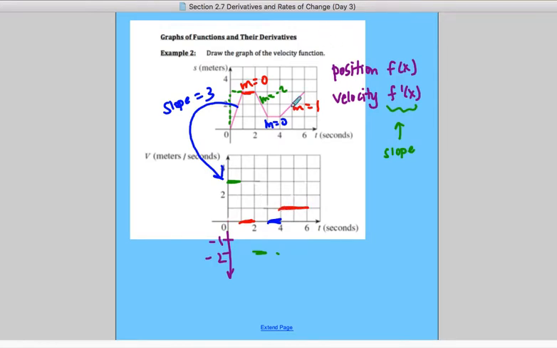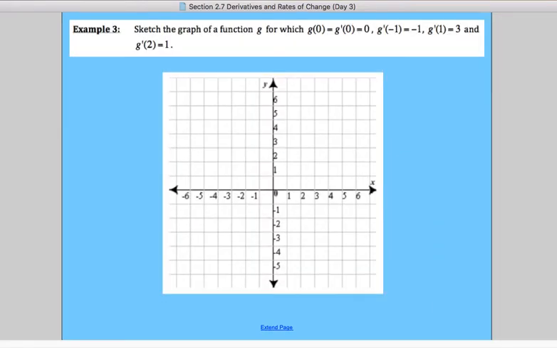So if I ask you to graph the velocity or the derivative, I'm asking you to graph slopes of the original function. Okay. So there is example 2. Example 3, okay, it's giving us a bunch of information, and we need to decipher what this information looks like, and then we need to sketch the graph. Okay, so for my first one, we need to sketch the graph of g, for which g of 0 equals g prime of 0 equals 0.